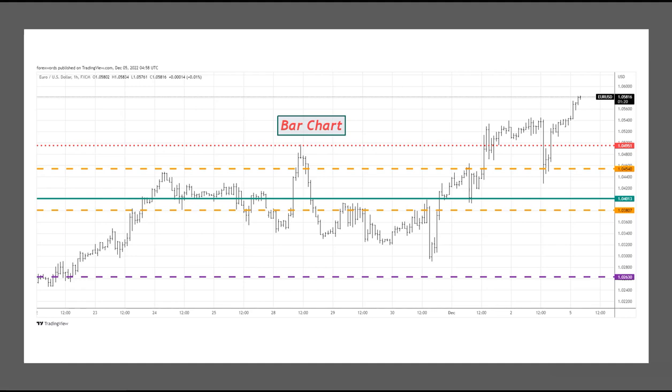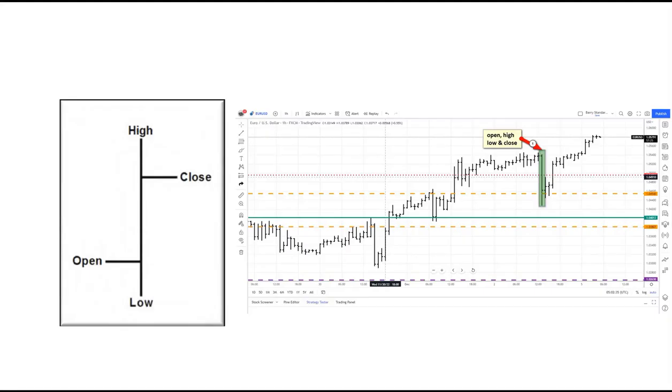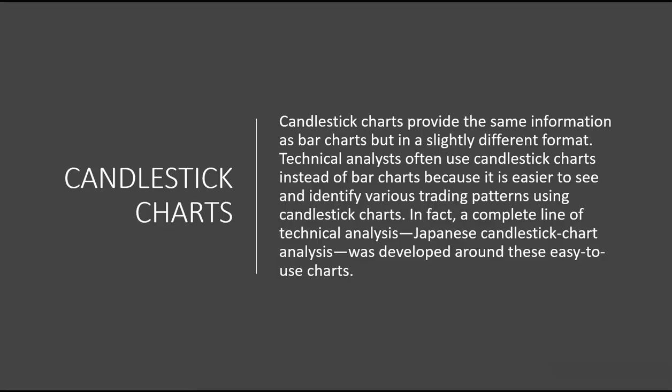Today, we have these modern HTML charts, and we can flop back and forth from bar charts to candlestick charts, and I do this all the time. Sometimes I want to see something and the colors in the candlesticks are camouflaging stuff and I want to see it clearer, so I'll go back to a bar chart. A bar chart shows us the high, the low, the open, and the close for that particular time period we've selected on the charts. Candlestick charts provide the same information as a bar chart, but in a slightly different format. Technical analysts often use candlestick charts instead of bar charts because they're easier to see and identify various patterns using candlestick charts.